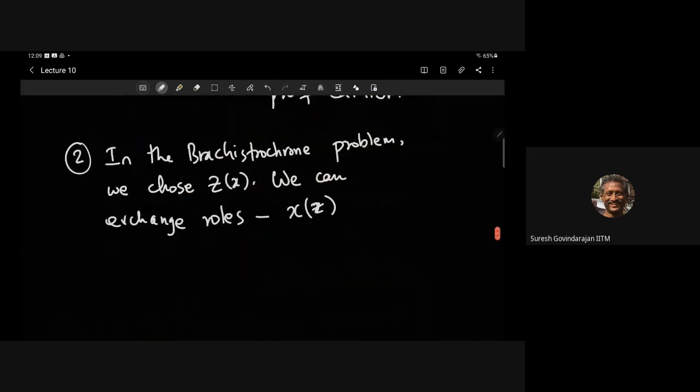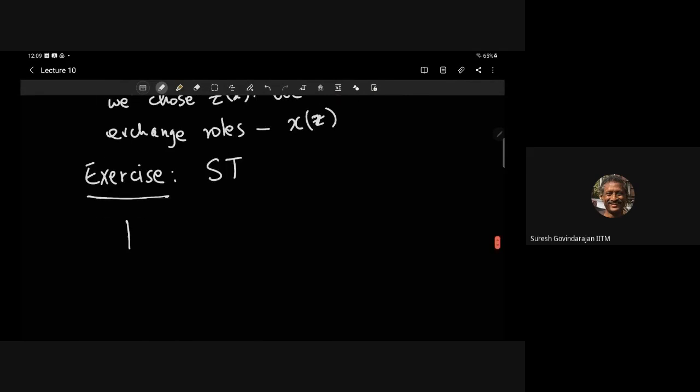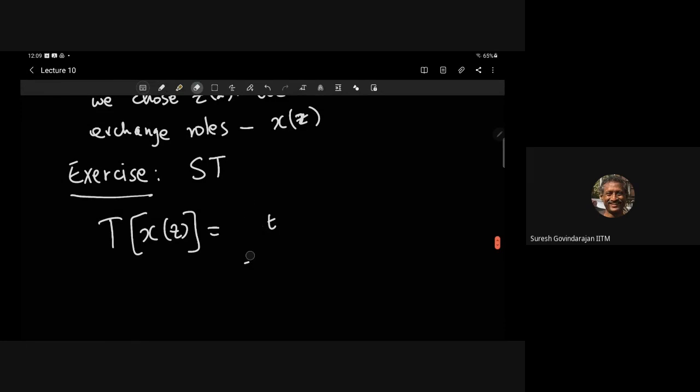So now what we're going to do is exchange these, and we need to do a little bit of computation. Exercise: show that time will be a functional of x of z, which you can write as an integral from a to b. I won't even show this derivation, I'll write the answer, which is not so hard. It's equal to the integral dz from za to zb.